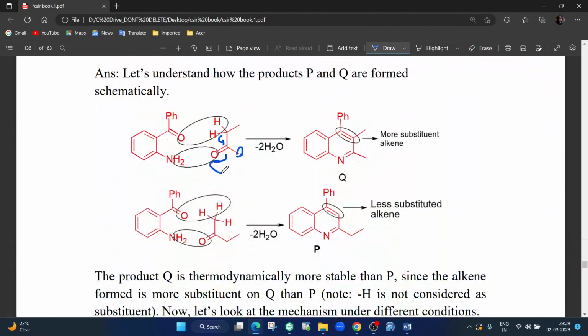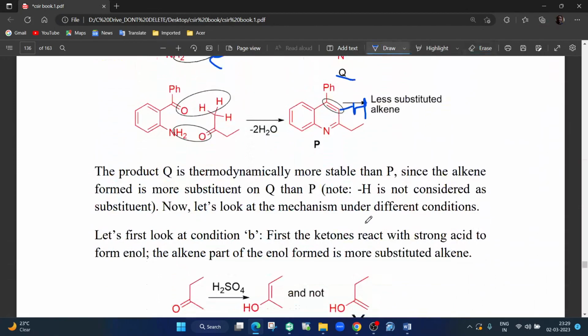So right now I am showing that from the middle one it is being lost, so that you are getting the more substituted alkene. So this is your product Q, right? And then product P will be when from the terminal CH3, this part I was saying, H2 is lost and then NH2 is lost, so you are getting the less substituted alkene. I hope everybody understands what is less substituted and more substituted alkene. So if you see the alkene here, one extra methyl group is there, here hydrogen is there. Now hydrogen is not considered as a substituent, and therefore Q is considered as the more substituted alkene and P is considered as the less substituted alkene, right.